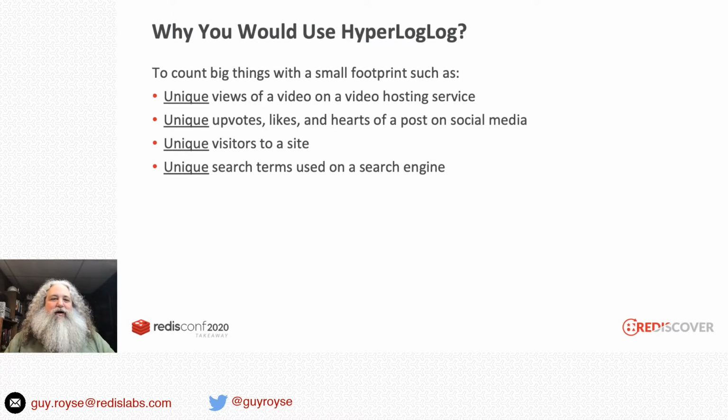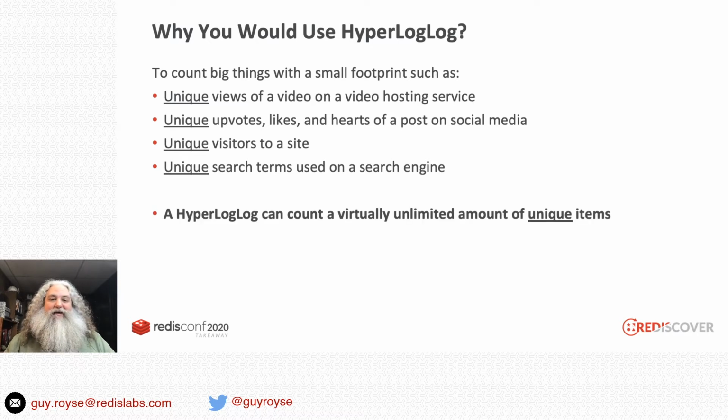Same idea for upvotes, likes, and hearts on posts on social media. You could use this to track unique visitors to a website that you're running, maybe based on IP address. You could look for unique search terms on a search engine. How many unique, distinct things have people searched for? Well, I'm sure there are many other uses that you can think of. You probably have some that you're thinking of right now.